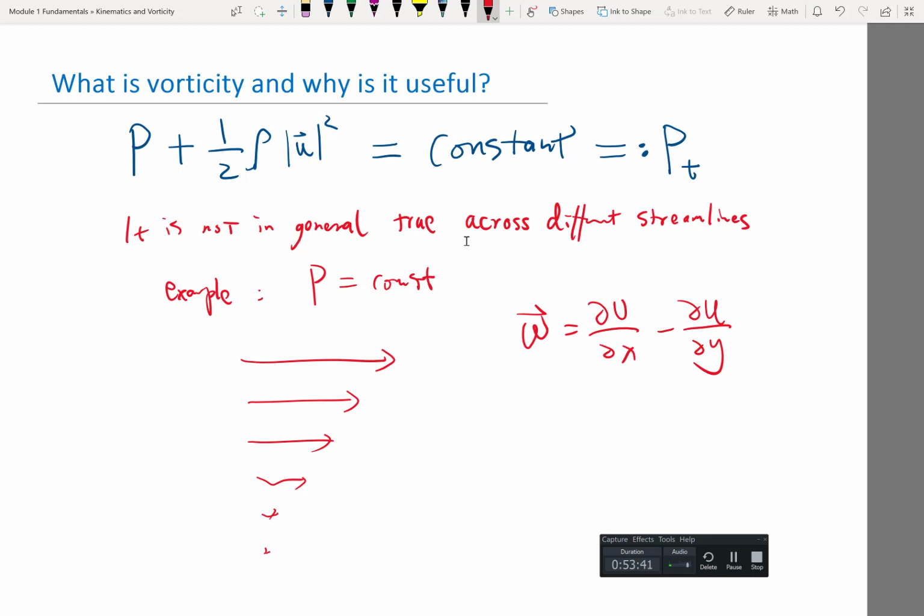What is partial U, partial Y? Of course, as you change in Y, U increases. So partial U, partial Y is not 0. So this is not equal to 0. And therefore, Bernoulli doesn't hold across different streamlines. But if vorticity is 0, then Bernoulli actually holds across different streamlines. And we'll see a little bit later why that is the case.